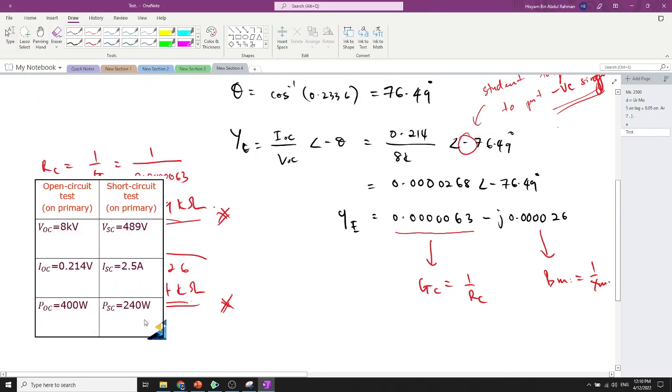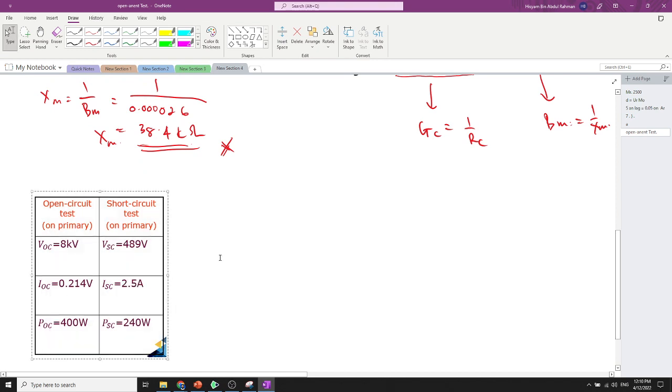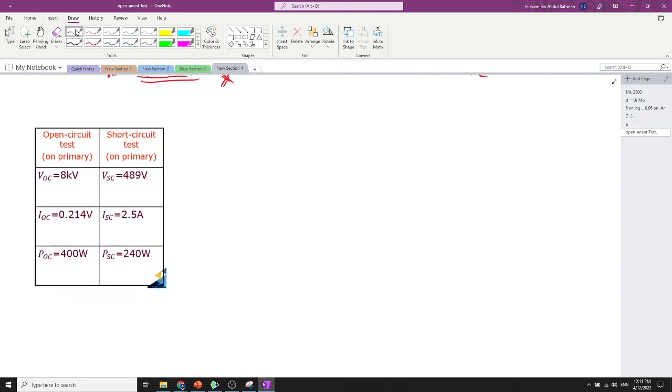Okay, so now we want to calculate the other part, the short circuit. Short circuit test. I think in your project also you will conduct the same thing, but you will have the simulation using the MATLAB. Okay, so now we move to the short circuit test. So what is the calculation involved?